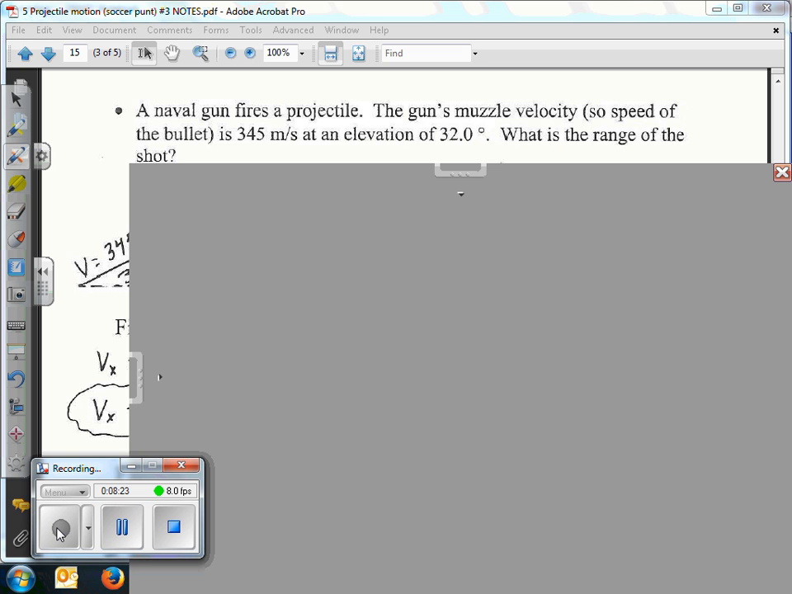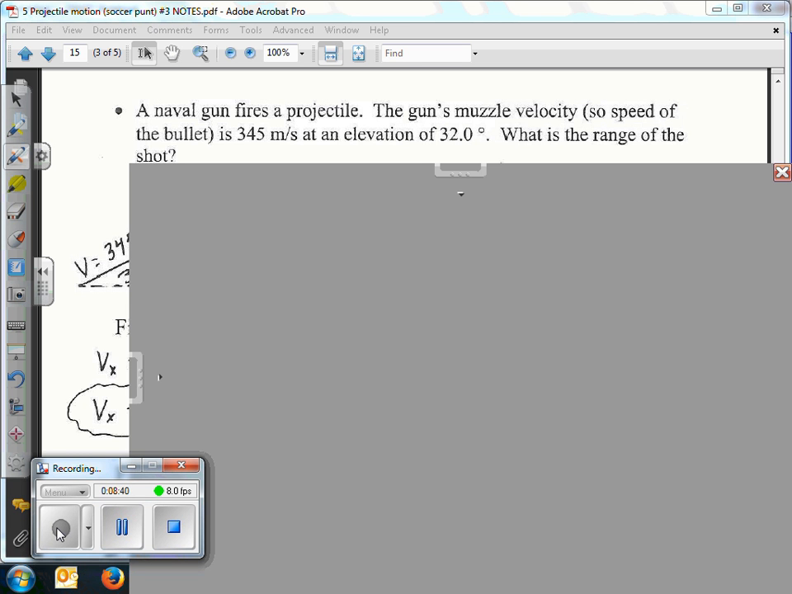Okay, so those are all good questions, and I guess what it came down to is that we have to believe that the x and y parts of this act independently. There's acceleration on the y only, not on the x, so we have to split them up to do the math. So let's try this next one.